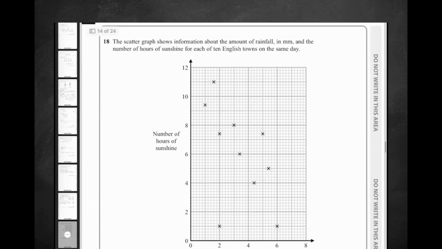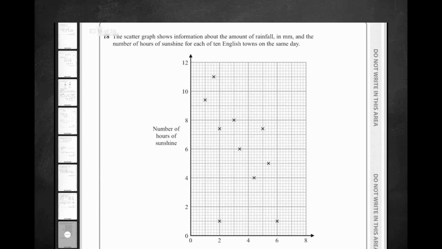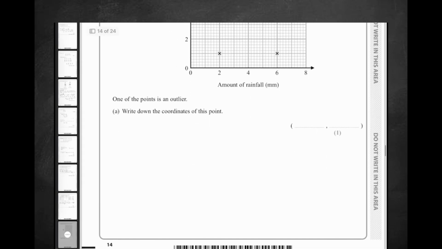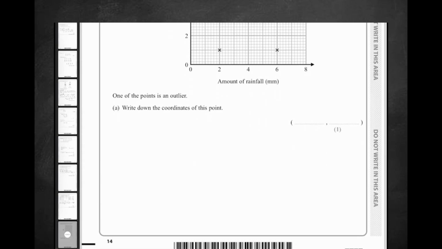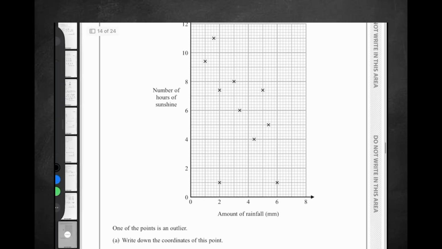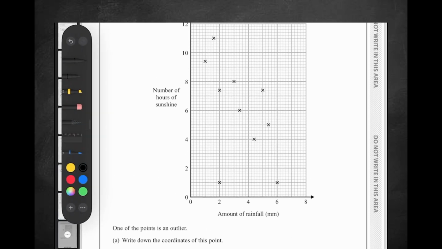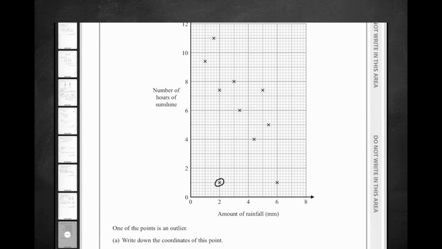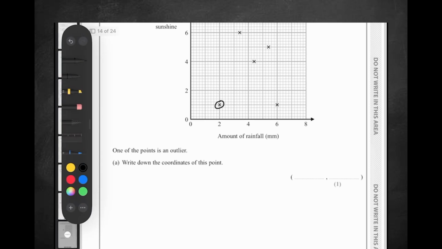Question 18. The scatter graph shows information about the amount of rainfall in millimeters and the number of hours of sunshine for each of 10 English towns on the same day. One of the points is an outlier. Write down the coordinates of this point. Well, clearly this point over here is the outlier, as it doesn't follow the trend of everything else. So the coordinates of that point are just 2 on the x-axis and 1 on the y-axis.